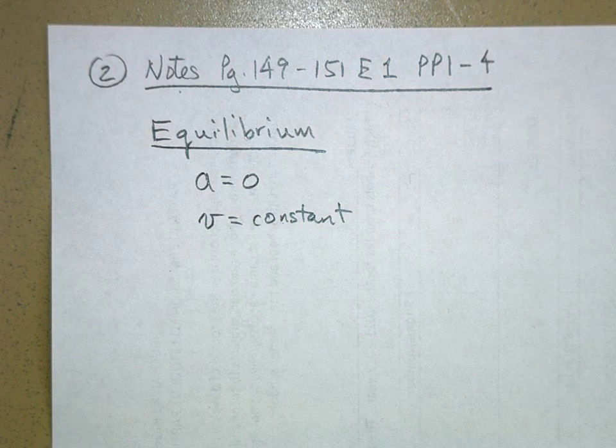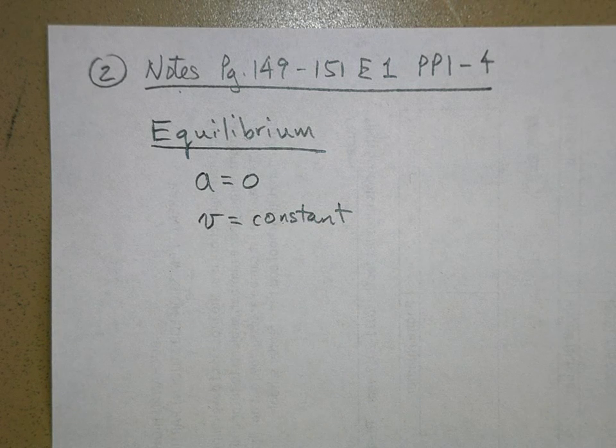Now, is zero a constant? Could you have something at rest and it's staying at rest? Yeah, that's a constant velocity of zero. So if something is at rest and remaining at rest, or if something is in motion and remaining in motion, it's in equilibrium.